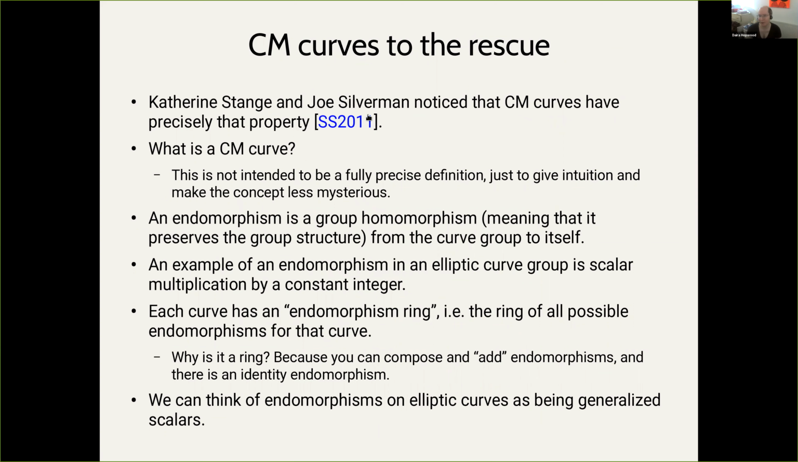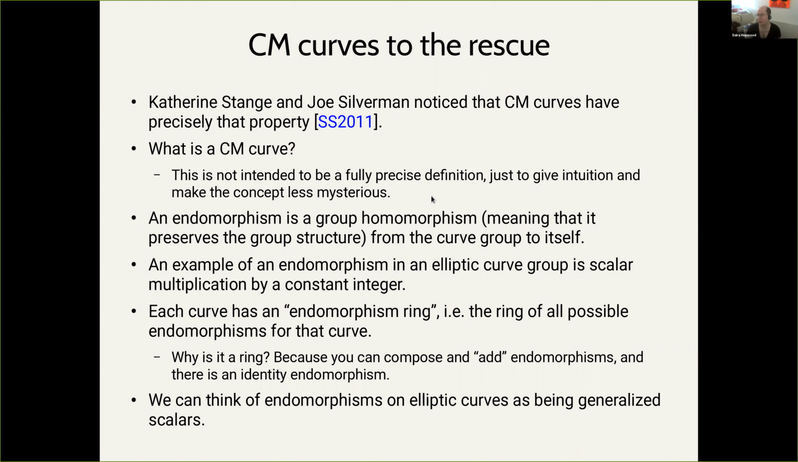So, there's a pure math paper by Katherine Stange and Joe Silverman, where they noticed that this subset of curves, this particular kind of curve called a complex multiplication curve, have this property. So I'm going to try to explain what CM curves are, just to give some intuition without being completely precise.